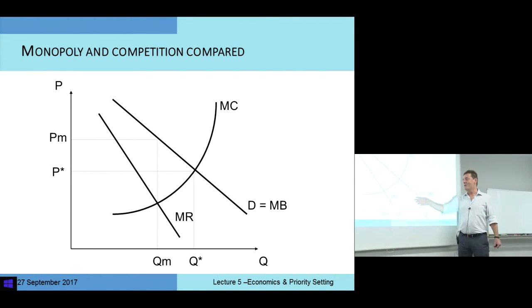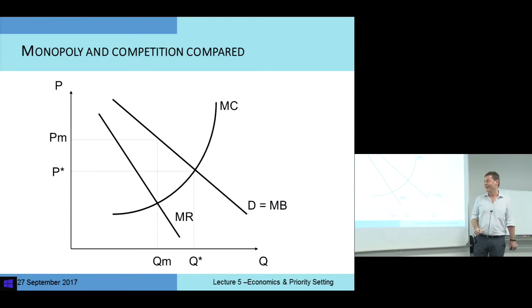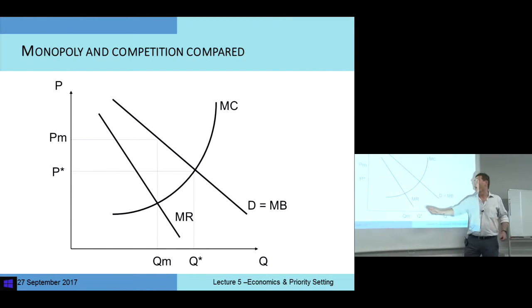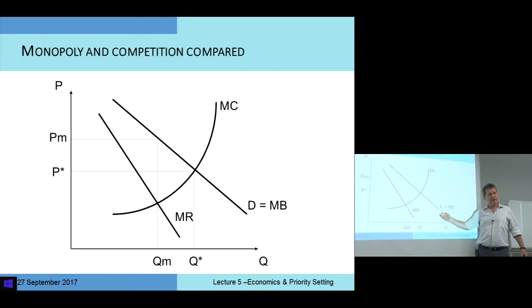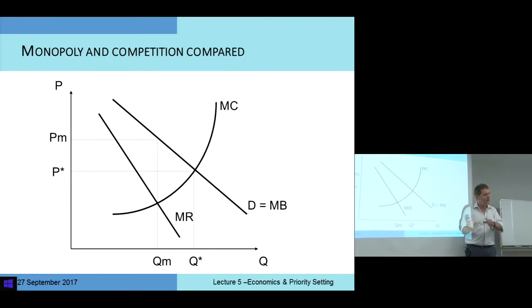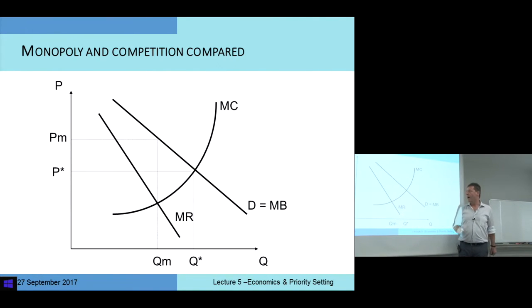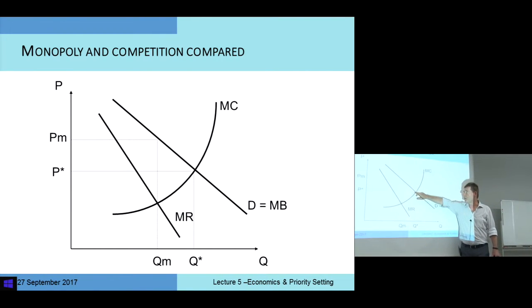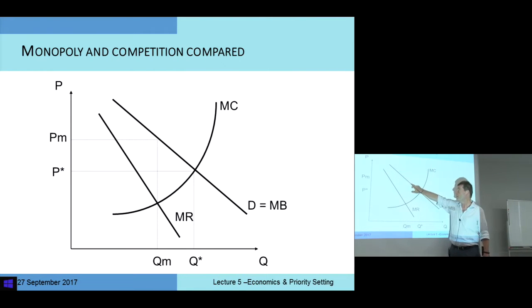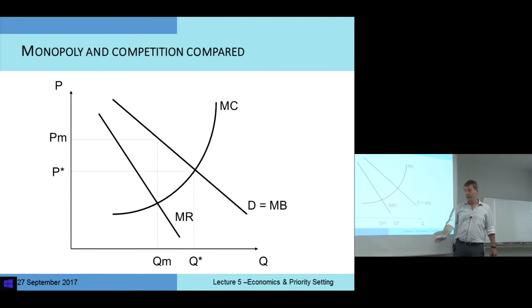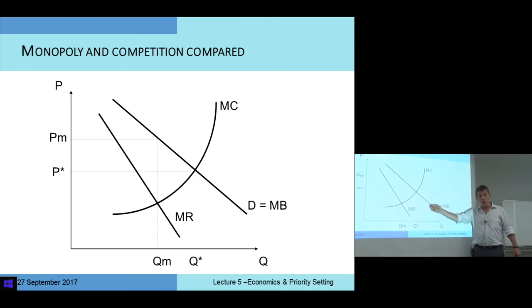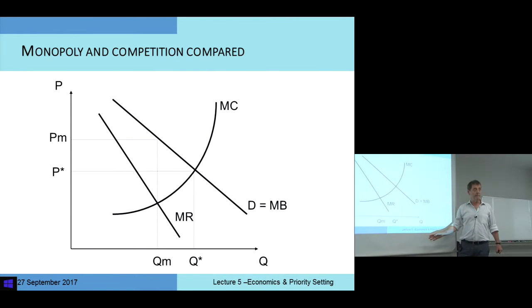So the monopolist faces all the demand curve. It's all theirs. They've nobody competing with them. And so they don't just have to go to a price like P star or any price. They can choose any price they like, but that will imply different quantities that they can sell.